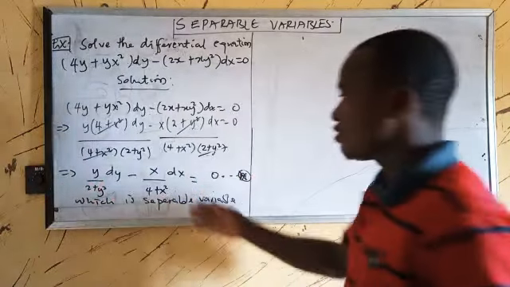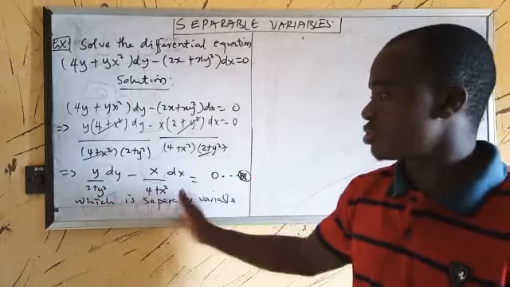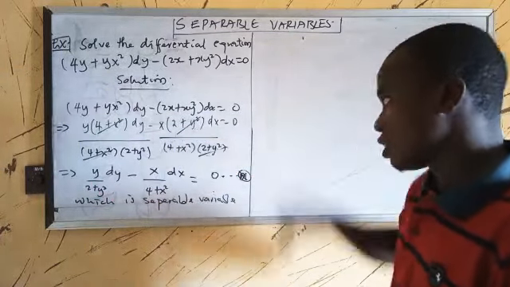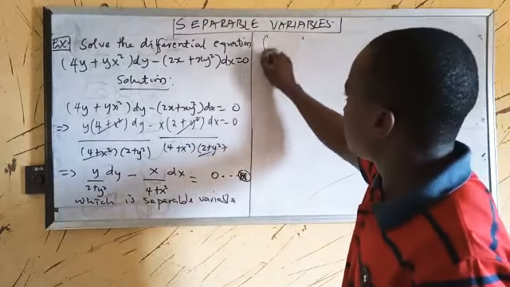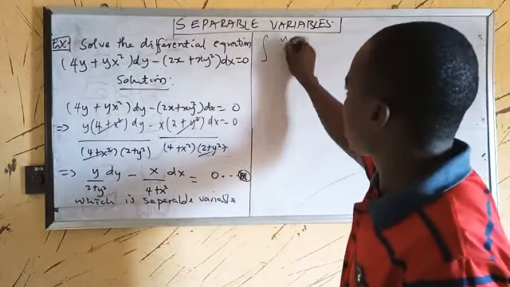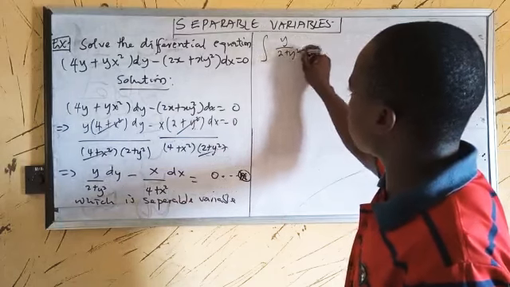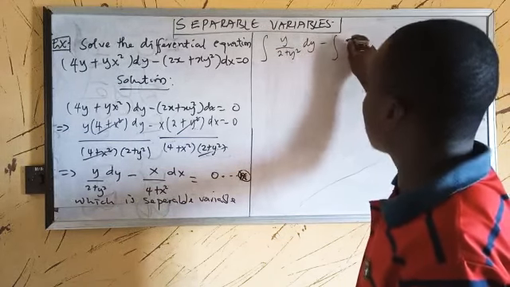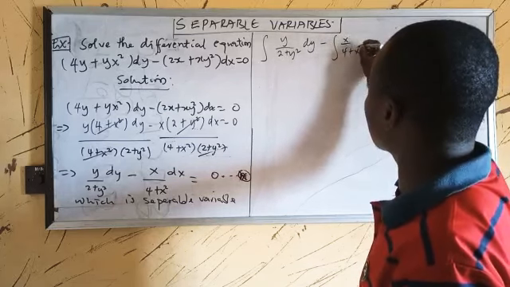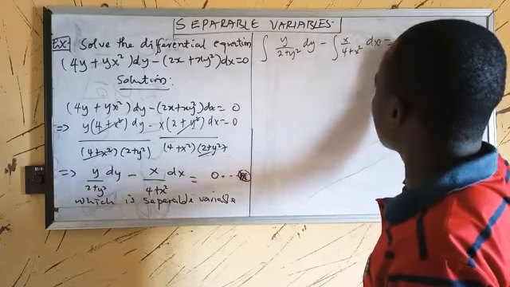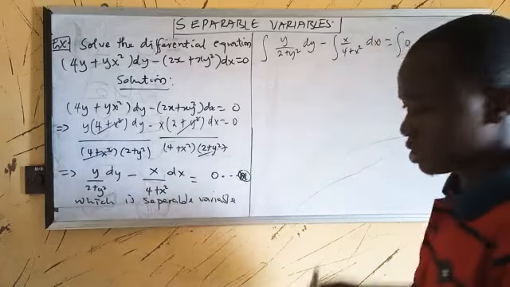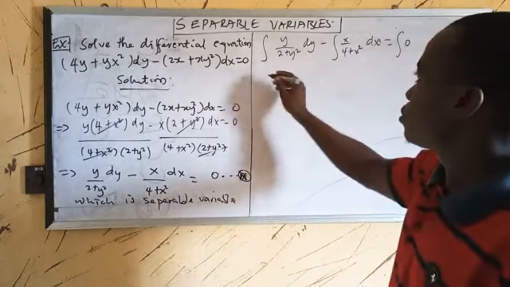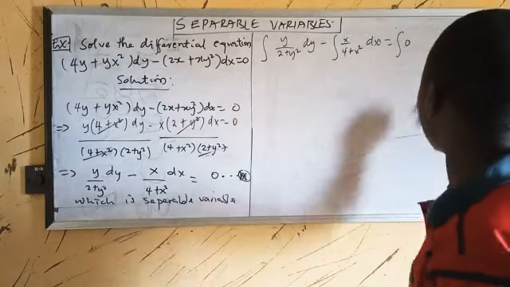So now having this one, the next thing to do is to integrate with respect to y and x respectively. So now to do that, we have ∫ y/(2 + y²) dy, minus ∫ x/(4 + x²) dx, which equals the integration of 0. You integrate 0.